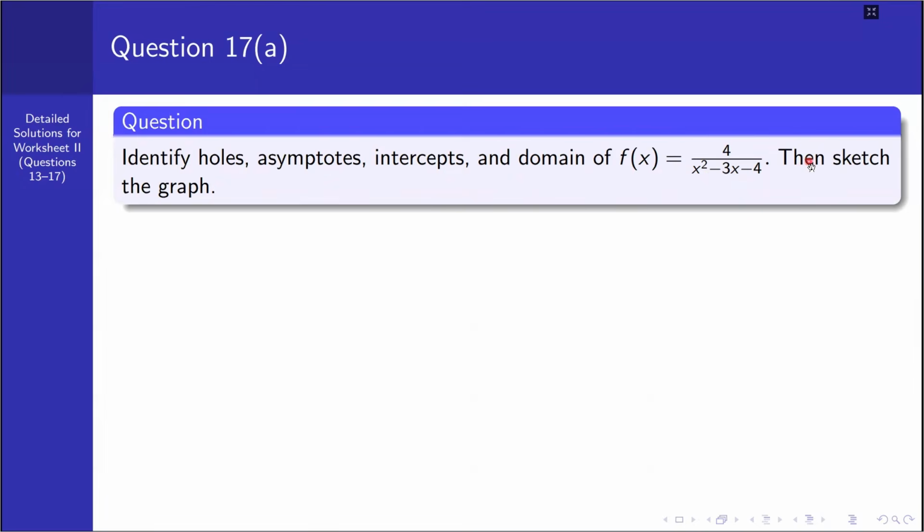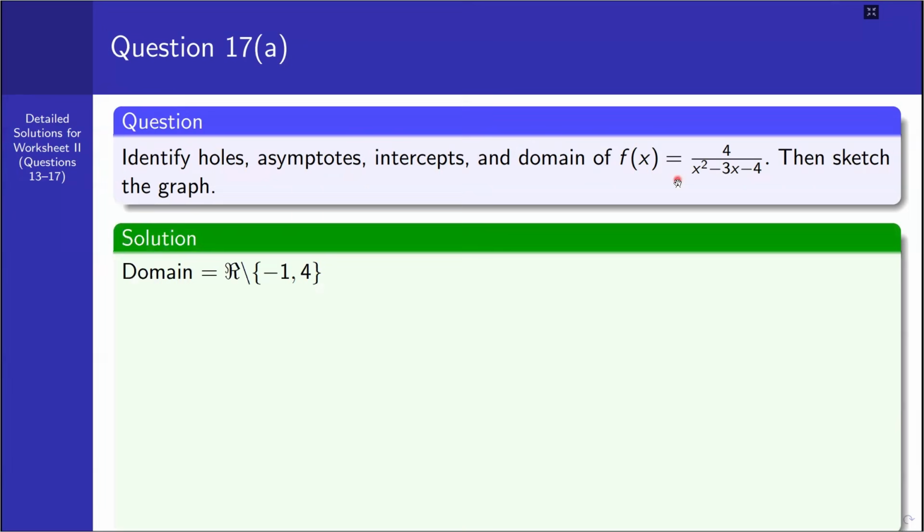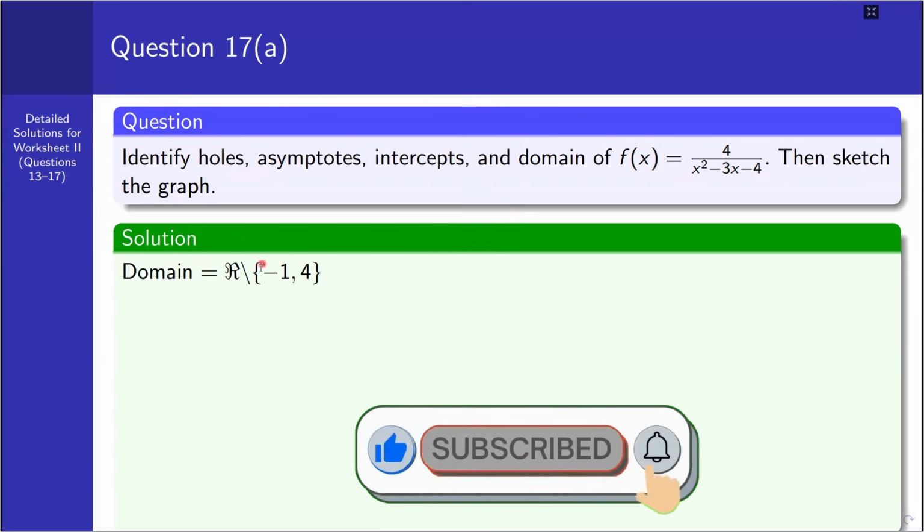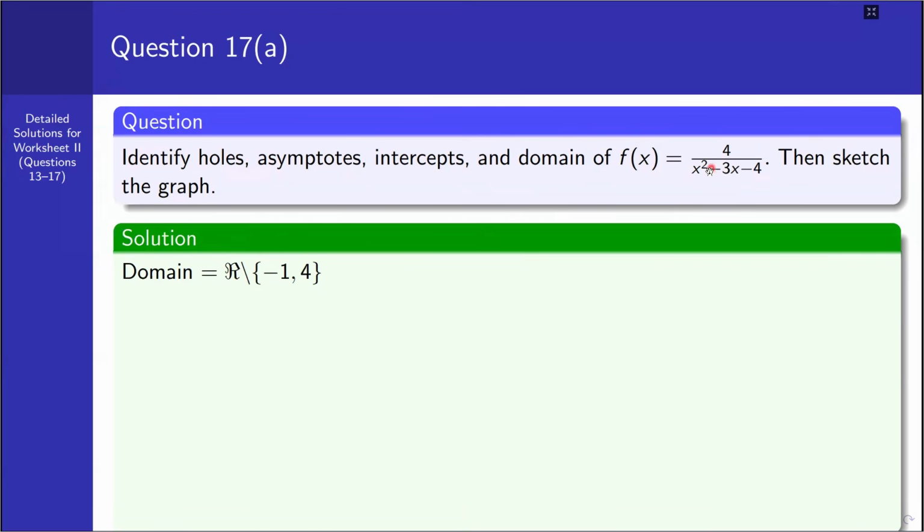We are asked just to draft, or simply to sketch, the graph of the given rational function. First, the domain is the set of all real numbers except the real numbers that make the denominator 0. Since the denominator factors as (x plus 1)(x minus 4), at minus 1 and 4 the denominator is 0, so we should exclude minus 1 and positive 4 from the domain of this rational function.